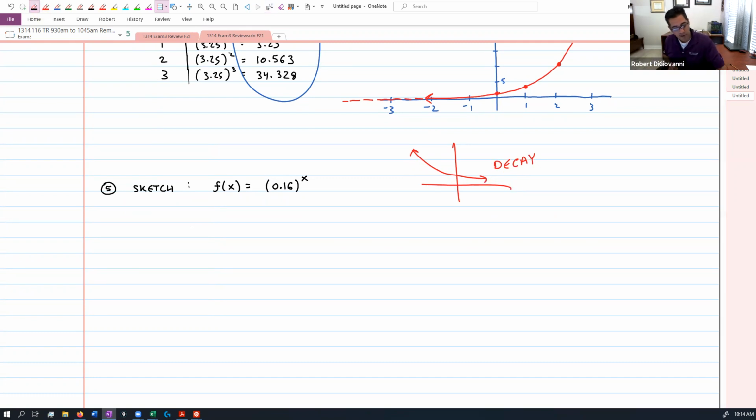So you can make a table again. X, 0.16 to the X. -3, -2, -1, 0, 1, 2, 3. I'm just going to crank these out on my calculator real quick. Oh, geez, is that right? That's a huge number. 244.14. 39.06. 6.25.